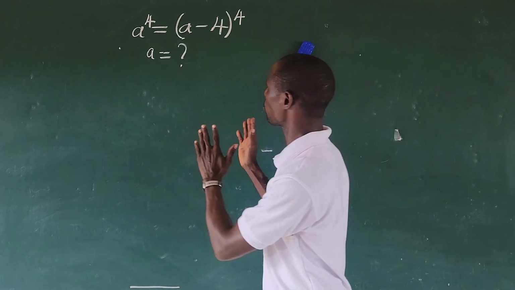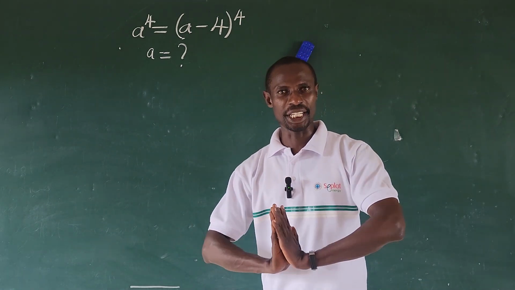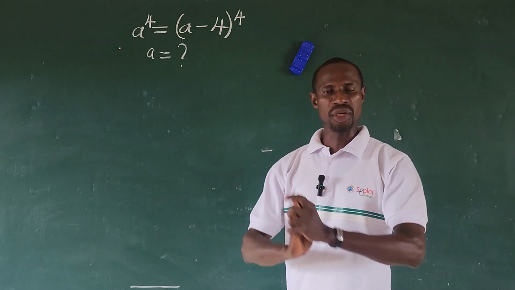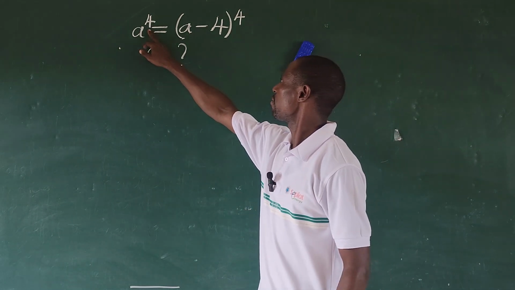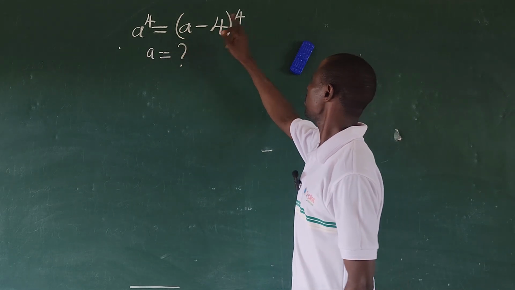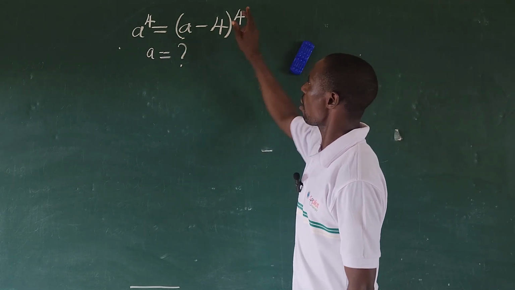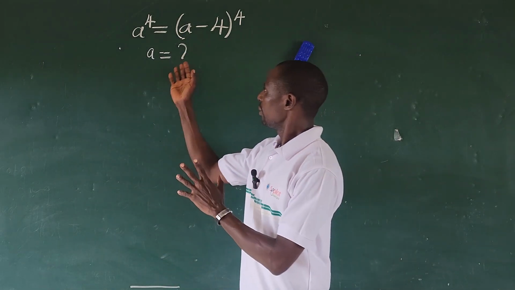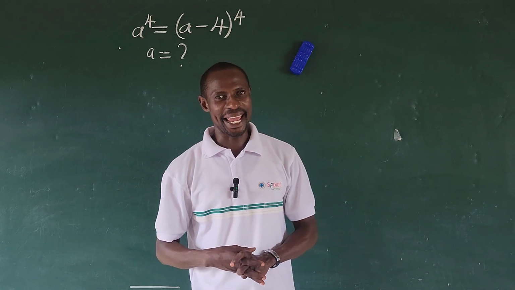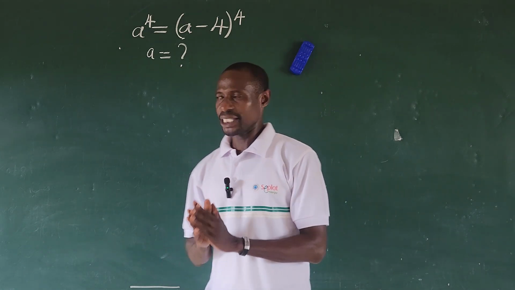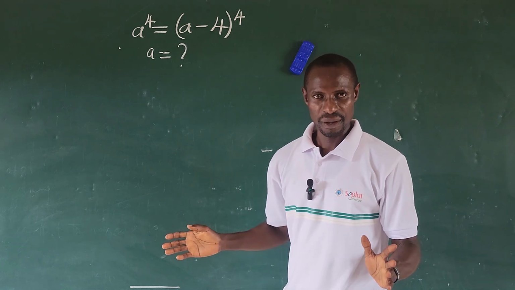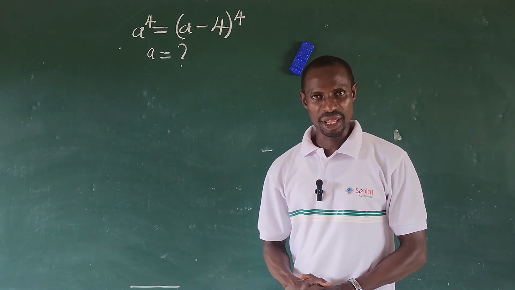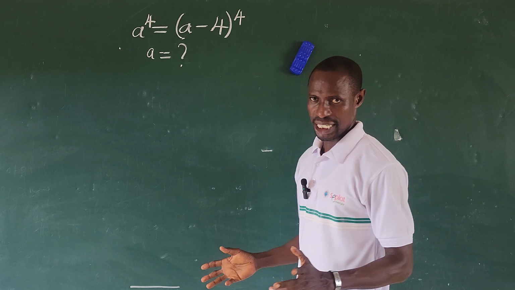Today we have this math problem before us. Here is a math Olympiad challenge, and how do we solve this wonderful math Olympiad challenge? The question is a to the power of 4 equals (a minus 4) all raised to the power of 4. We are asked to look for the value of a here. If you look at this question carefully, you discover that the answer straightforward for the real root is 2. But how do we get the other root to this challenge?